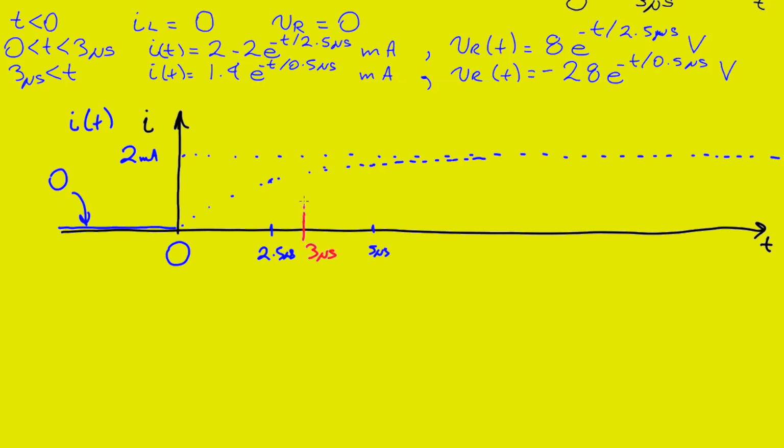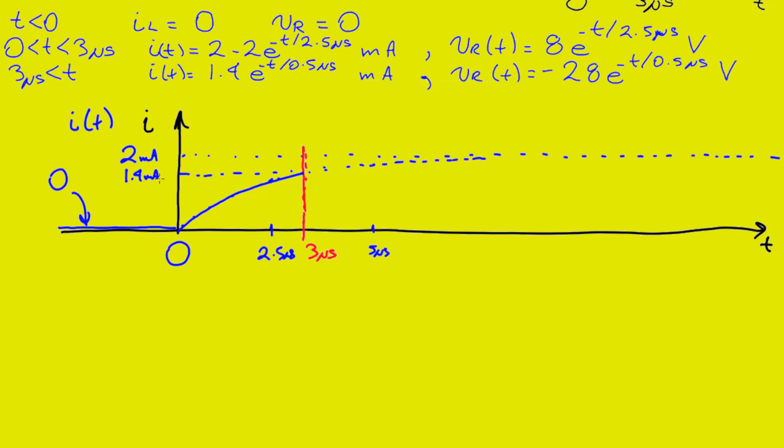At 3 microseconds, our graph will stop, and so our current will follow the equation for this time period until we get to 3 microseconds. But at 3 microseconds, when we will be at 1.4 milliamps, all of a sudden the equation changes to 1.4 e to the minus t over 0.5 microseconds, which is a decaying exponential, and its time constant is only half of a microsecond.